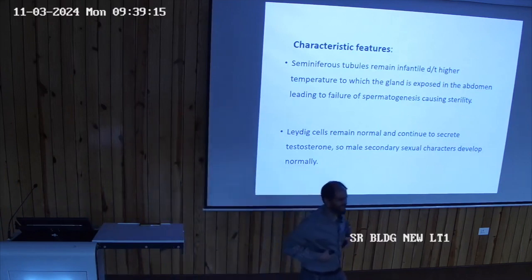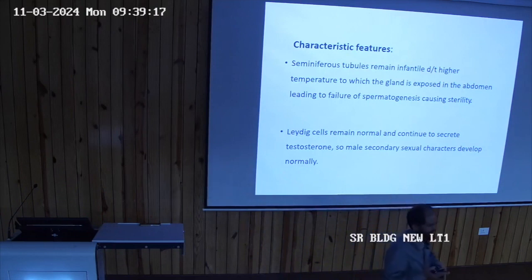Because the temperature of our abdominal cavity is higher, isn't it? If there is an increase in temperature, the spermatogenesis process will decrease, and it may cause sterility due to higher temperature. But Leydig cells will remain normal and continue to secrete testosterone. So male secondary sexual characters develop. Okay.